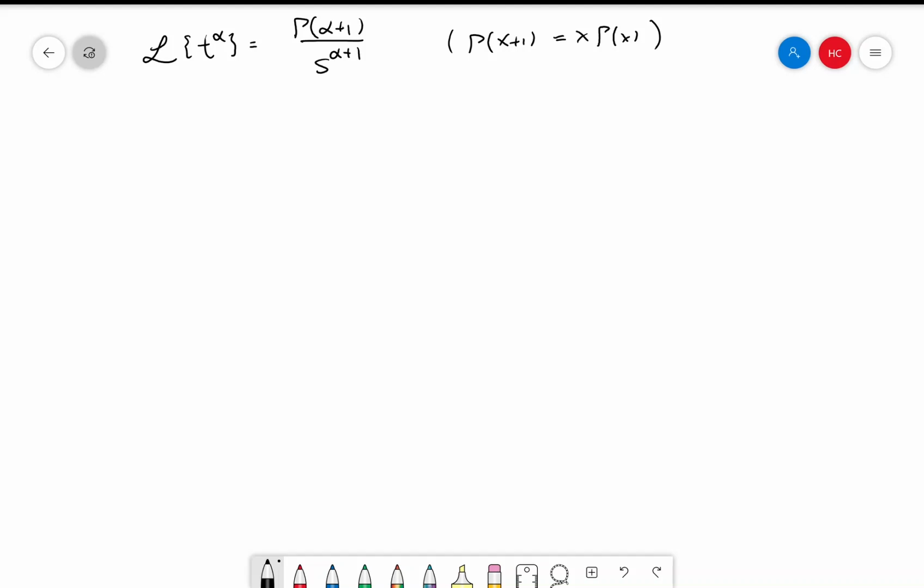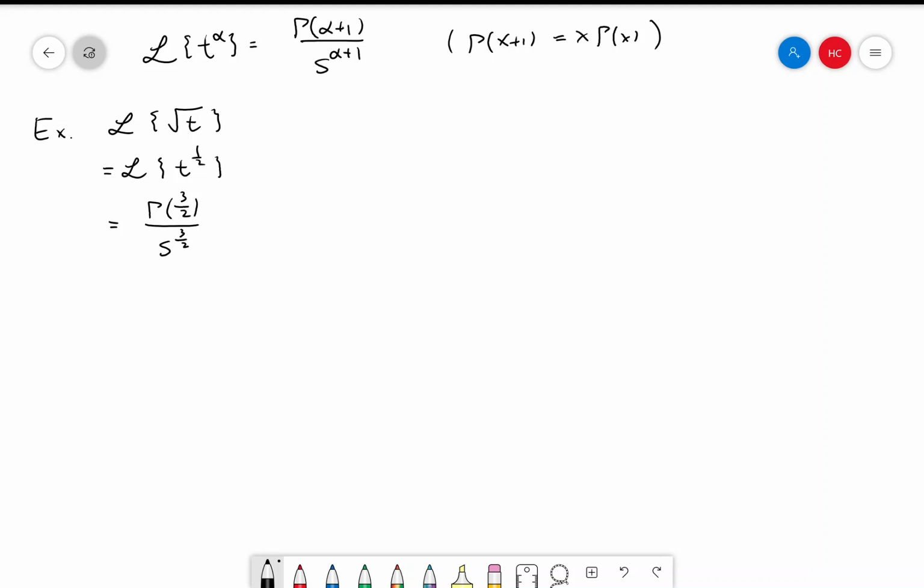Alright, so now we know the Laplace transform of t to the alpha is equal to gamma of alpha plus 1 over s to the alpha plus 1. And the gamma function has nice properties. So if we want to calculate the Laplace transform of the square root of t, we know the square root of t is t to the 1/2. And based on the result we just found, this is equal to gamma of 3/2 over s to the 3/2.